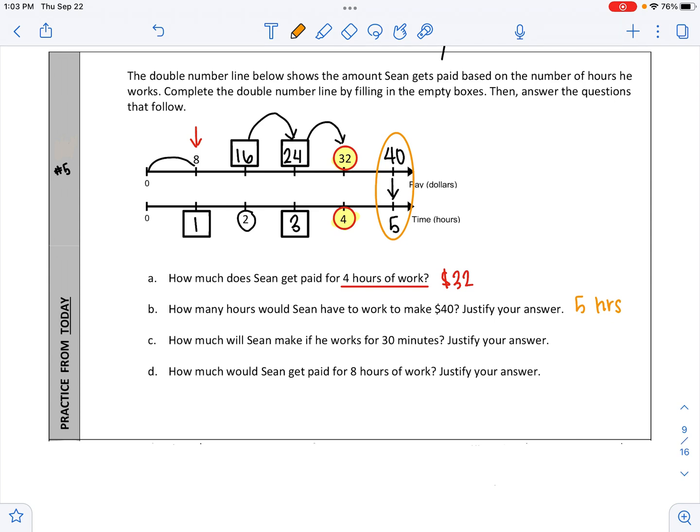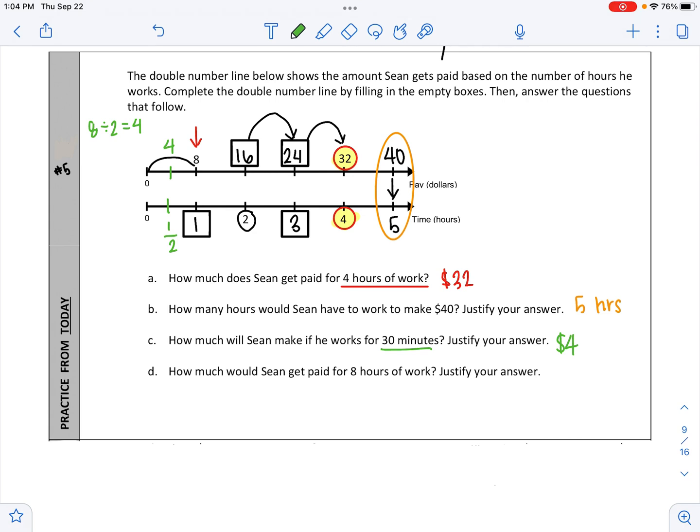Question C asks what happens when Sean works 30 minutes. I know that 30 minutes is the same thing as half of an hour. And on my number line, half of an hour is right here in between 0 and 1. I can add tick marks on the number line above to show what comes halfway between 0 and 8. Of course, half of 8, or 8 divided by 2, is equal to 4. And so I know that in 30 minutes, or half an hour, Sean makes $4. Now, that makes sense because if in 1 whole hour Sean makes $8, if he works half the time, he makes half as much money.